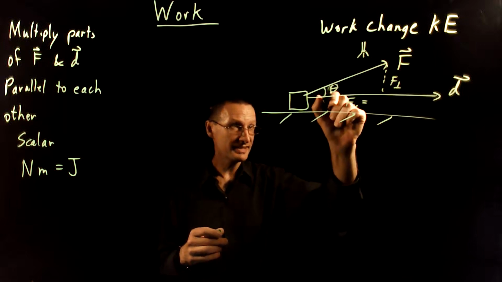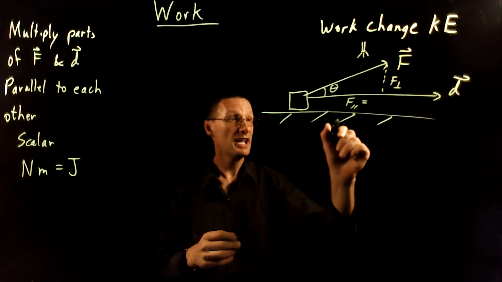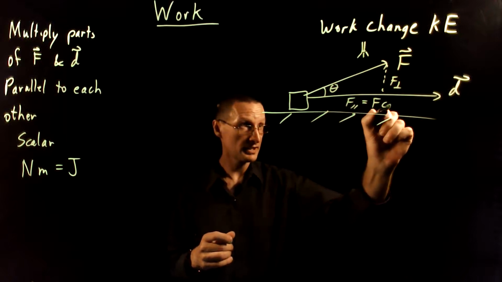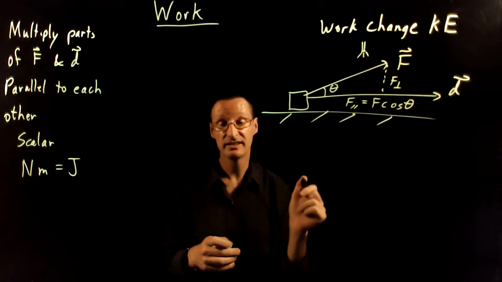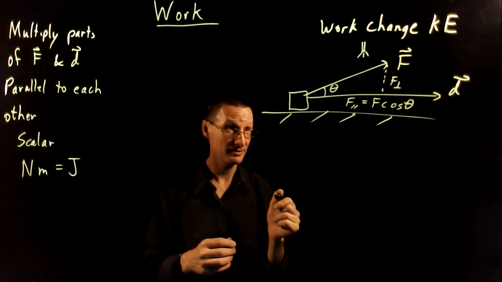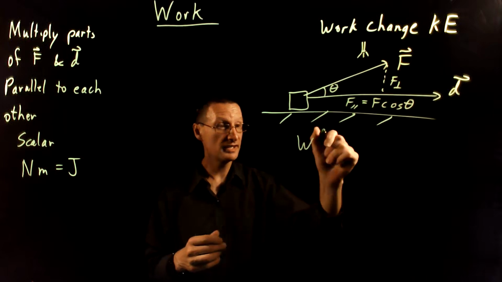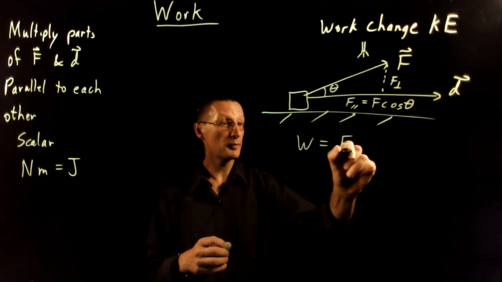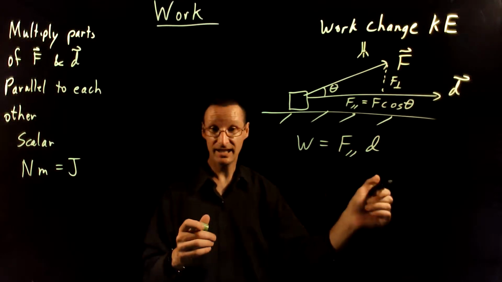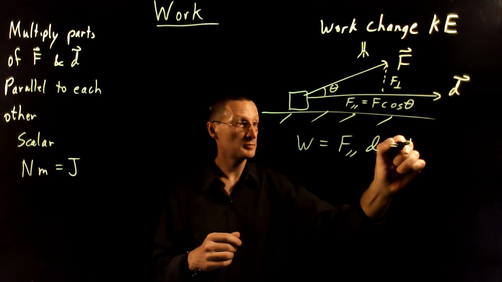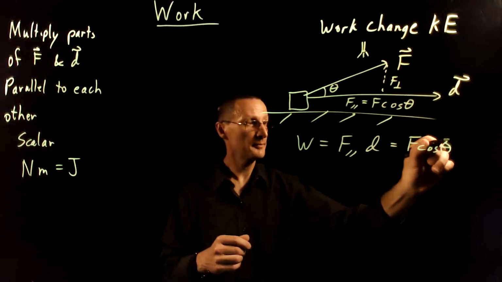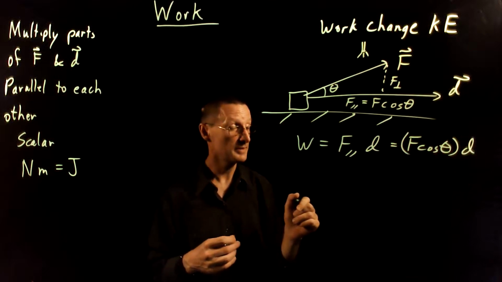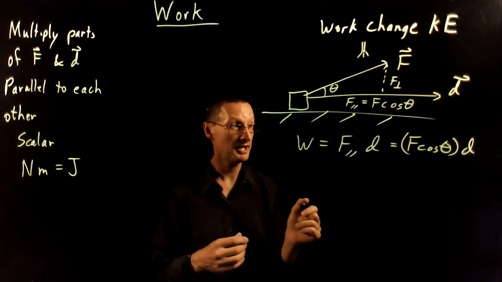Well, that part is adjacent to this angle, and so I'm going to take the hypotenuse here, which is the total magnitude of the force, times the cosine of the angle between them, because that side is adjacent to the angle. So that means that the work done here by this pulling force, by the rope, is going to be the part of the force that's parallel times the entire displacement, which is just F cosine of theta, where theta is the angle between those two vectors, times the displacement. And these are all magnitudes here, so these are all positive.